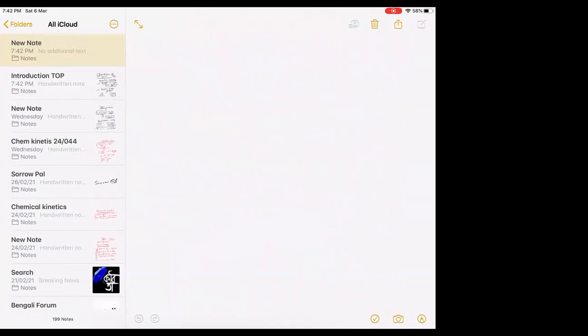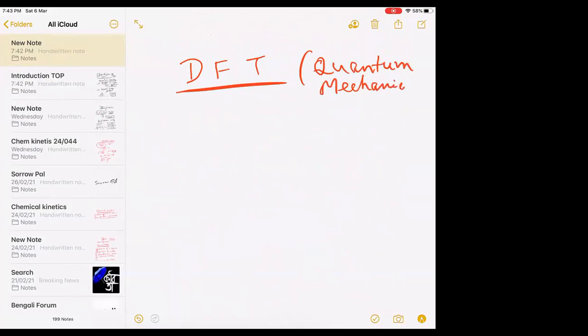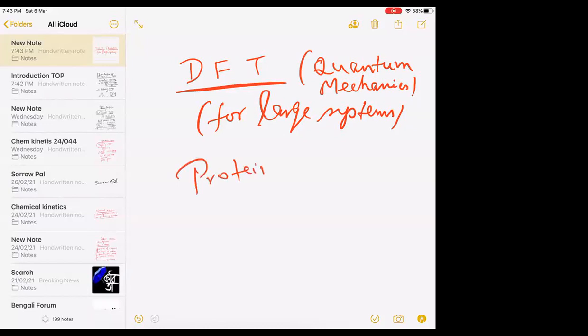If it is a reasonable size molecule, like what we are discussing, the simplification comes in the form of DFT, which is still quantum mechanics of some sort. I will tell that later, tomorrow. It is simplified DFT for large systems. So now we can do large systems, and I will tell you how. But there may be even larger systems for which even DFT is not possible, like proteins, polymers. They're so large that even DFT is not possible.